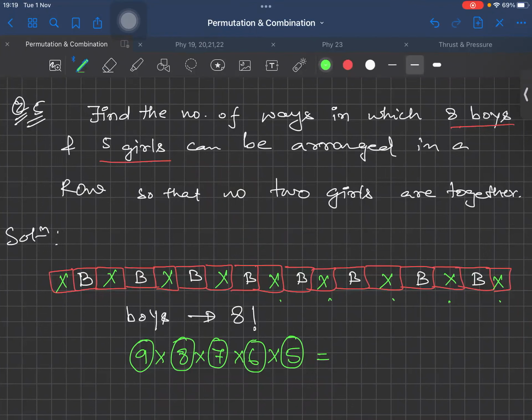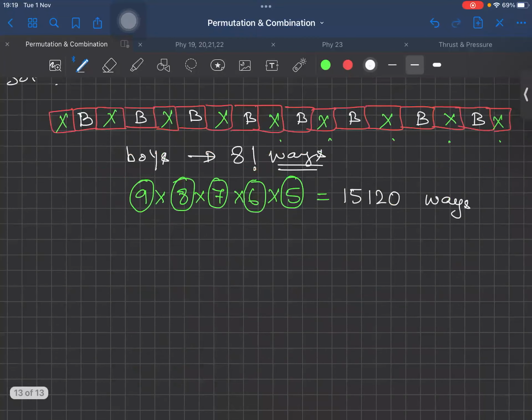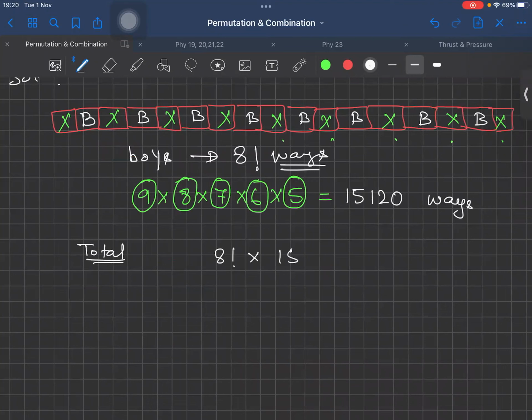So this number is 9 into 8 into 7 into 6 into 5, which is 15,120 ways. And this is 8 factorial ways. See, in exam also, unless it is asked, you are not supposed to do all the calculations. And the total number of arrangements will be just 8 factorial multiplied by this 15,120 ways. These are the total ways.